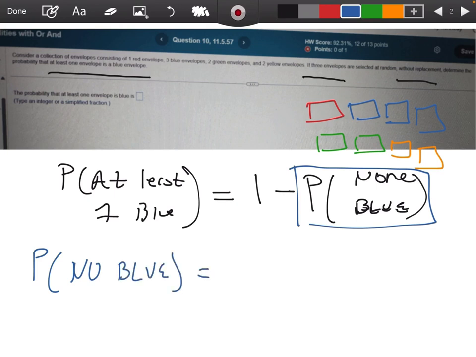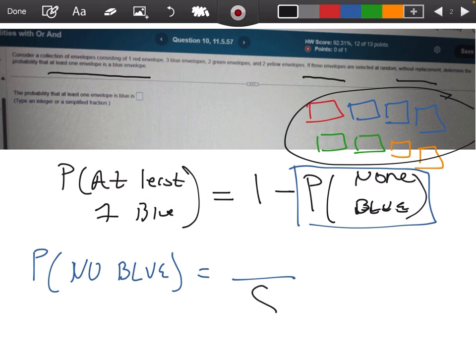Remember what we're going to do. We're going to pick three envelopes. So we have a total of 8 envelopes. So the first time we pick, we're picking out of 8. But we want to make sure that we don't get any blue. So we're going to choose from these 5. So we're going to go 5 out of 8. That's the first time we do it.